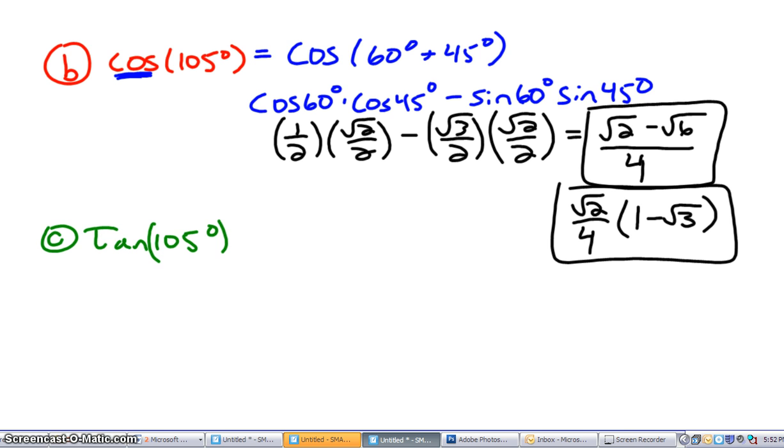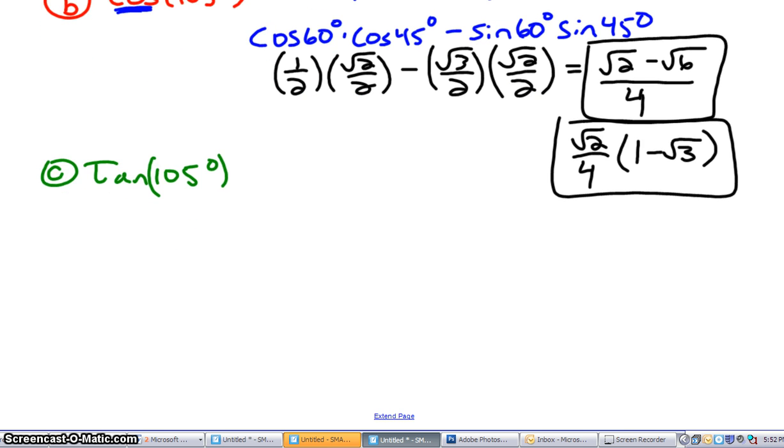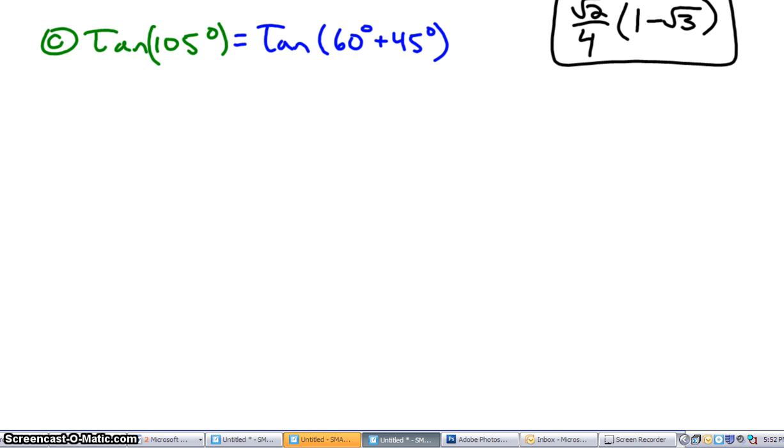The tangent, of course, is a little bit more complex. Again, we are going to break that up into the two functions they are requesting us, a tangent of 60 degrees plus 45 degrees. There is our sum for the tangent. Now this one is a fraction, and so just keep that in mind as we work this one.